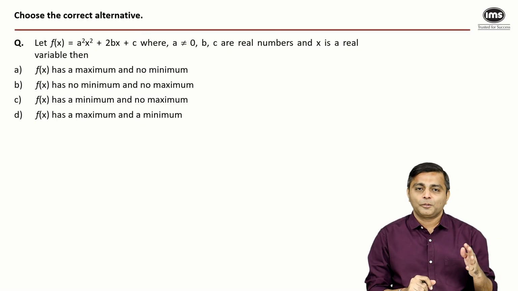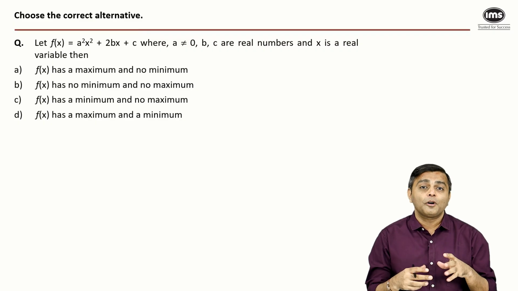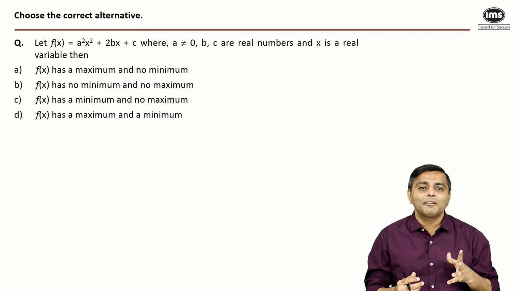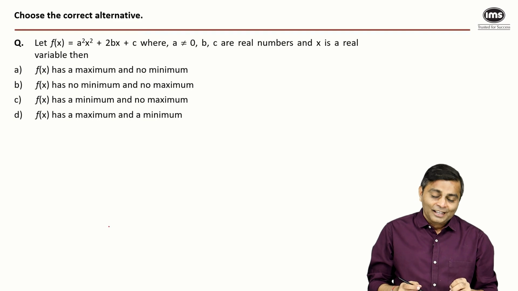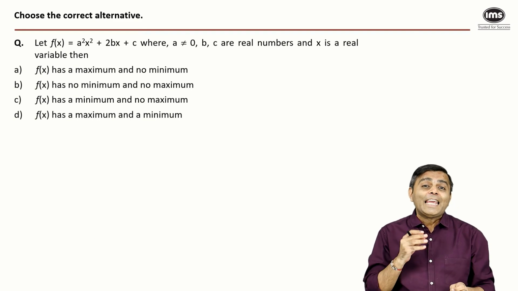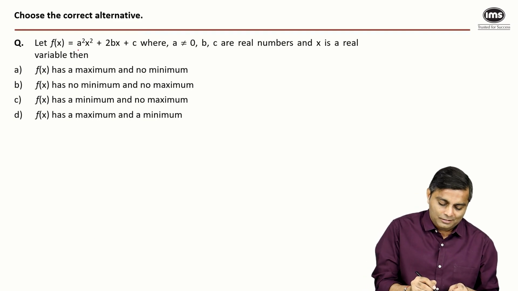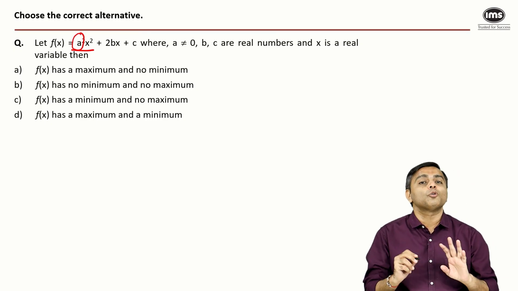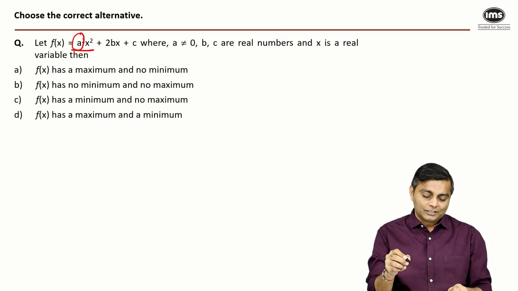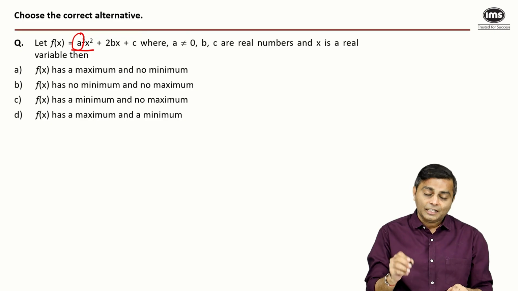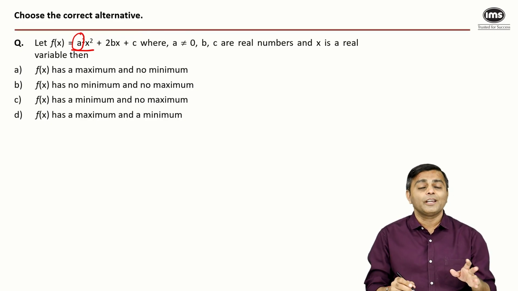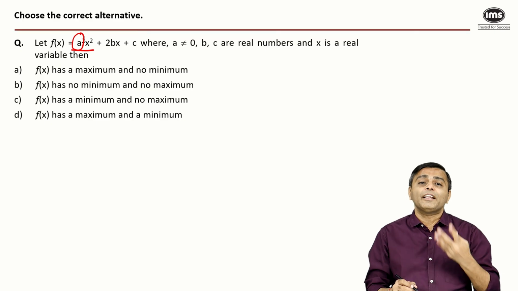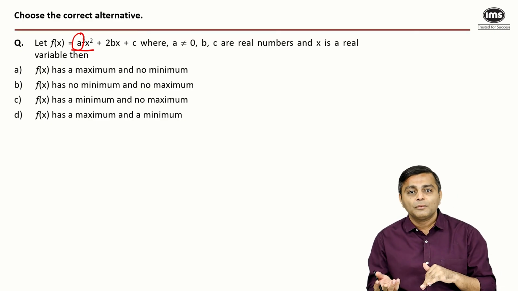Absolutely a jackpot of a question. If you see this question, it is unbelievable how much time you have saved in the scenario of an exam. Okay, they have given f of x as a squared x squared. This a squared is where the game is over for me. a squared x squared plus 2bx plus c. They have given a is not equal to 0, b and c are real numbers, x is real. And all the options are whether f of x has a maximum or a minimum or no max, no min, whatever.